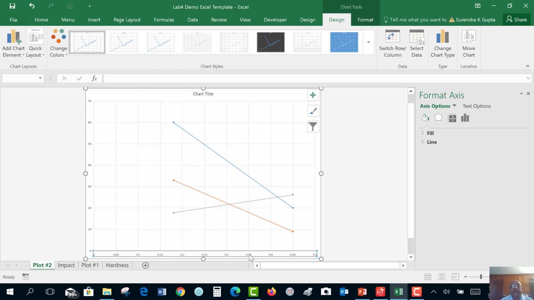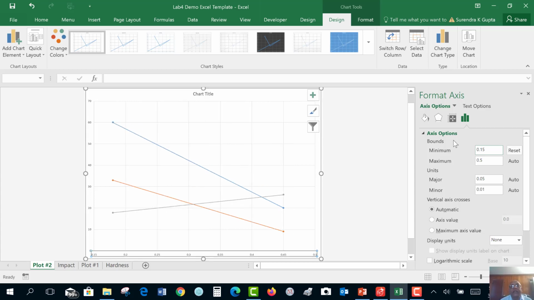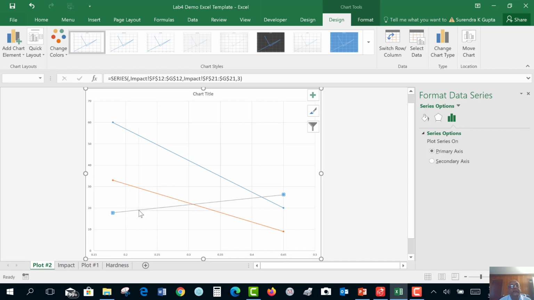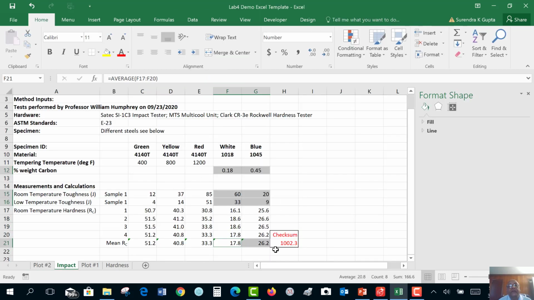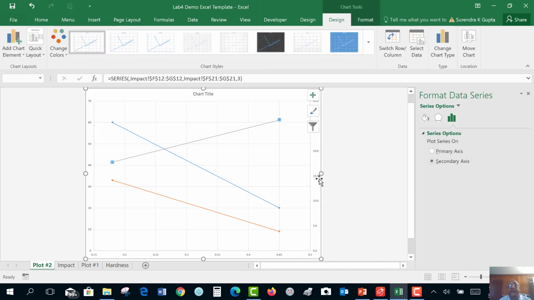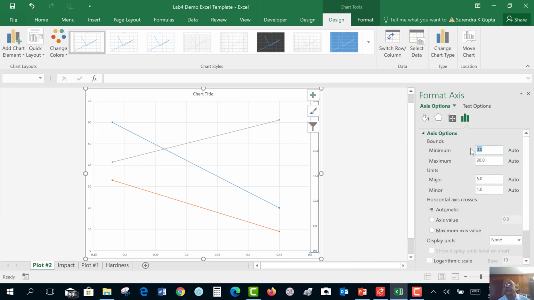And again, let's start by formatting the x-axis. So we'll plot between 0.15 and 0.5. That looks okay. Let's move hardness to secondary axis. Okay, so we see hardness is between something like 15. Let's see our data. So hardness is something between 0 and 30. So let's make it 0 and 30. It's already 0 and 30. Let's make it 15 and 30 then.